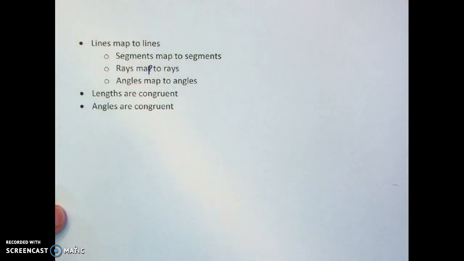Finally, when you do a rotation, lines stay lines, segments stay segments, rays stay rays, and angles are mapped to angles. Also, the lengths are congruent and the angles are congruent. So the object itself is not changing in shape or size. It is simply changing the location it is on the paper.